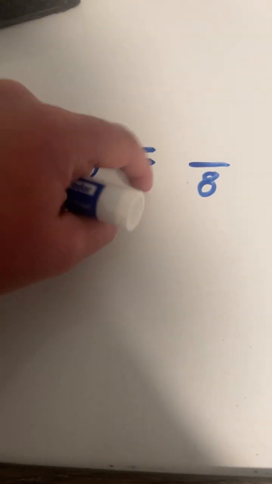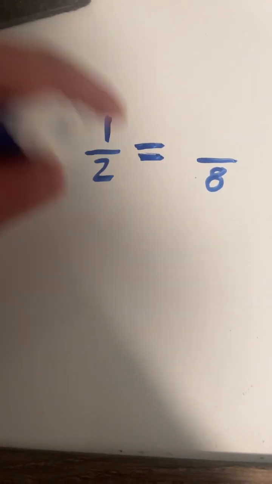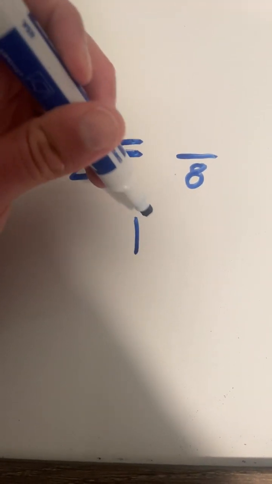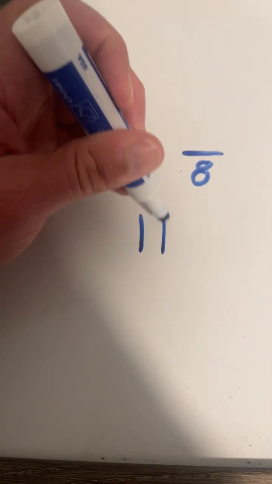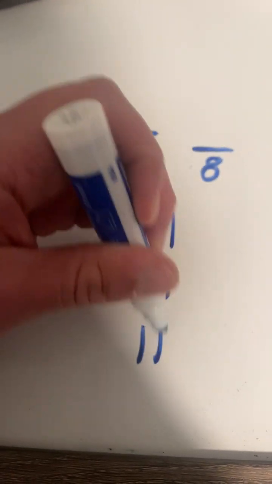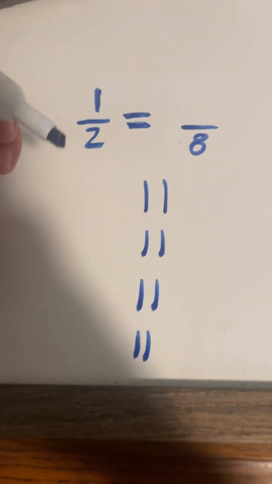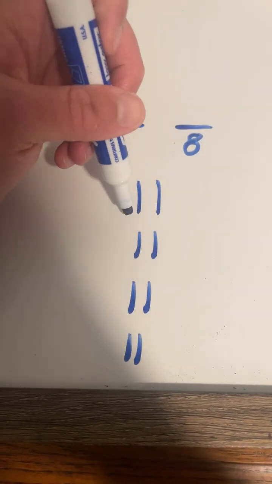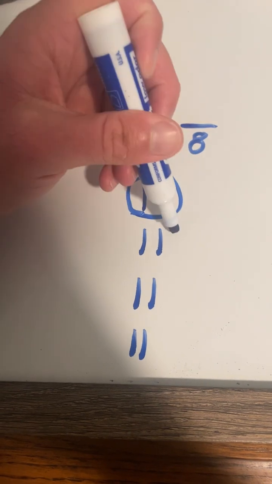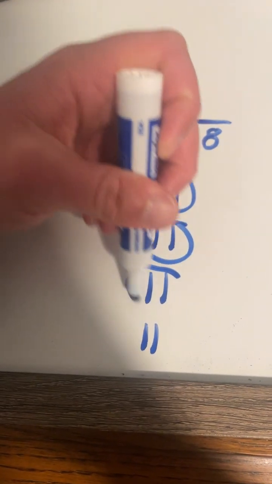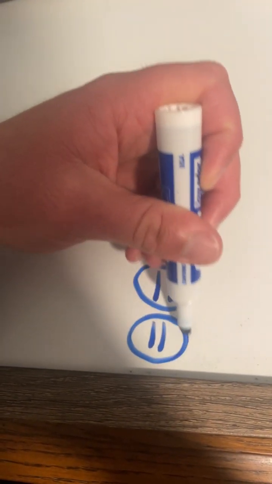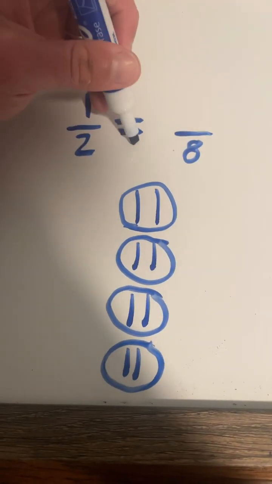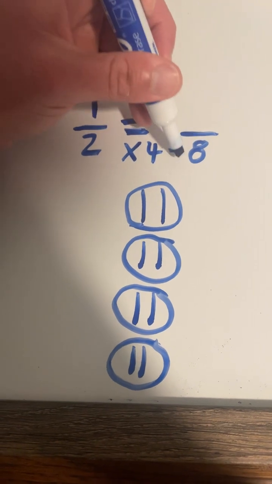To find the missing addend here, you have to figure out how many groups of 2 would go into 8. So you would draw 8 tallies, and you would make them in rows of 2. So 1, 2, 3, 4, 5, 6, 7, 8. So we have our 8 total tallies. And now I'm going to count the rows of 2. So that's 1 row of 2. That's 2 rows of 2. 3 rows of 2. 4 rows of 2. So 2 times 4 equals 8.